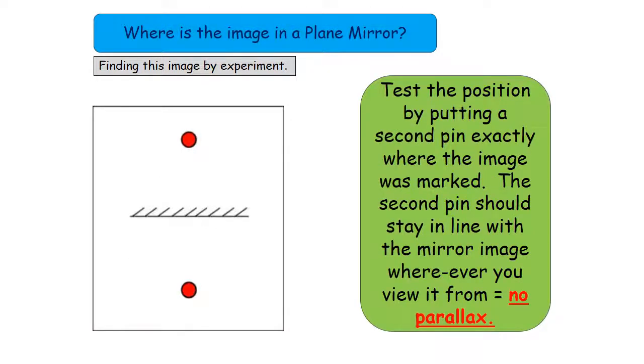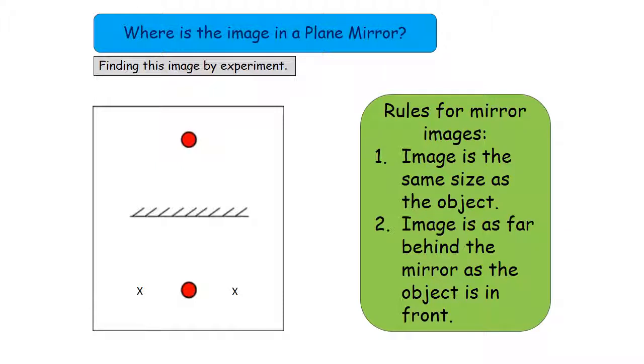You can test the position by putting a second pin exactly where the image was marked. The second pin should line up with that mirror image wherever you view it from. There's no parallax error. And the rules for mirror images are that the image is the same size as the object, and the image is as far behind the mirror as the object is in front.